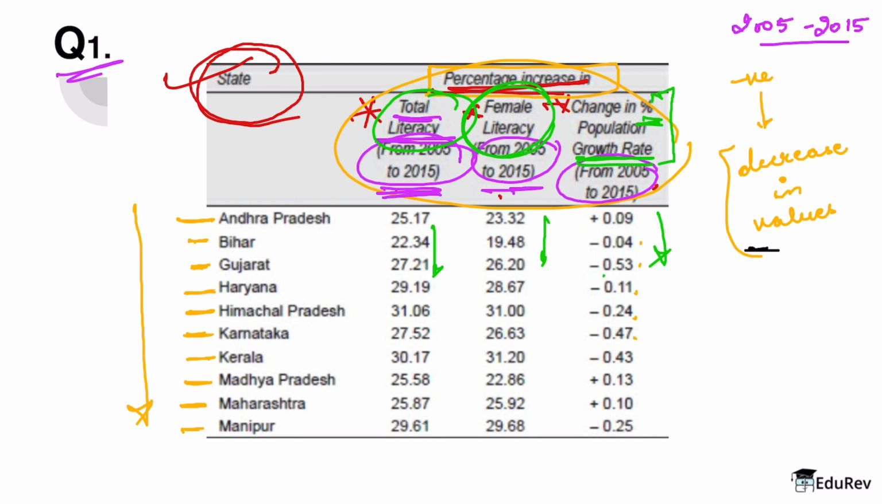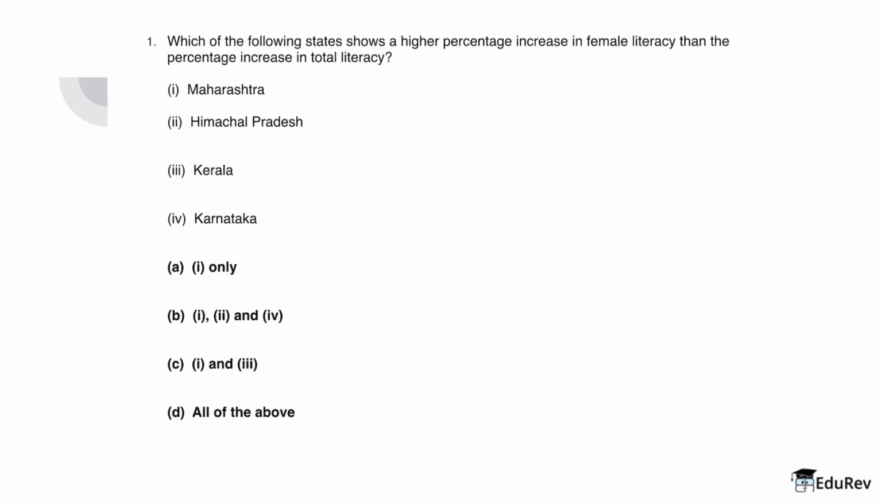So let's go to the questions. Question number 1 is, which of the following states show a higher percentage increase? Before actually starting with these questions and questions in general, I would like to tell you one thing: the majority of the questions in the tables are in a very verbal format, which is to say that you do not need to do much calculation. You can just interpret the table, and then dive down into the questions.